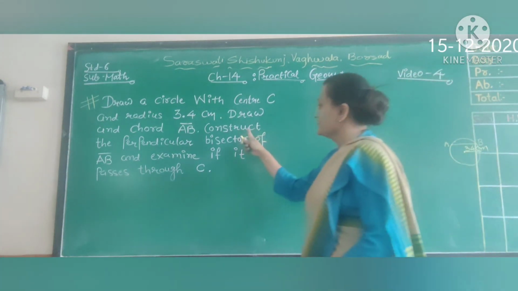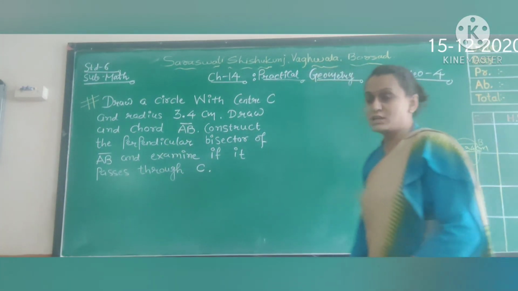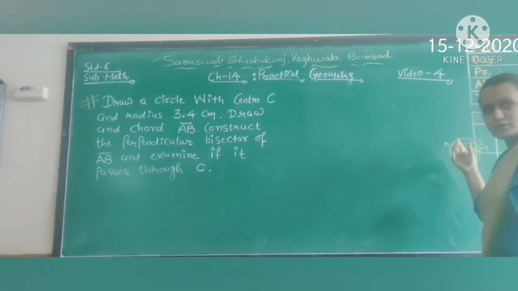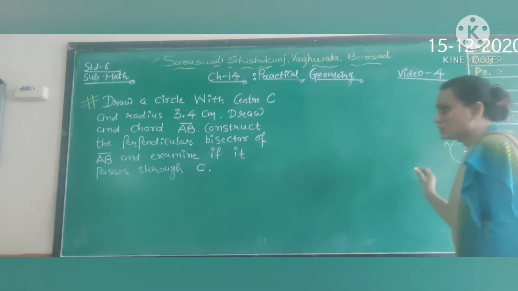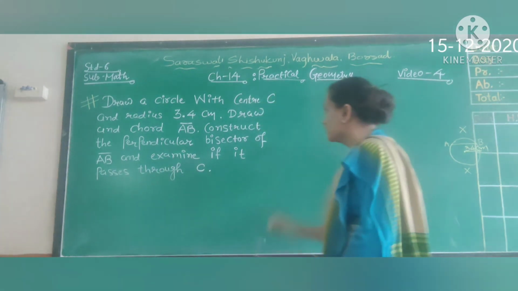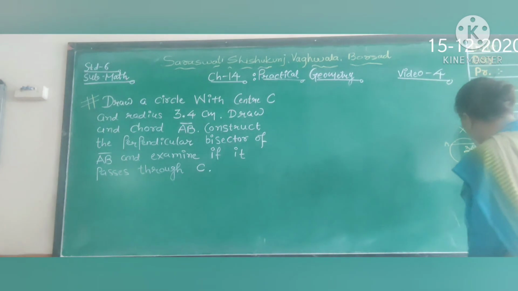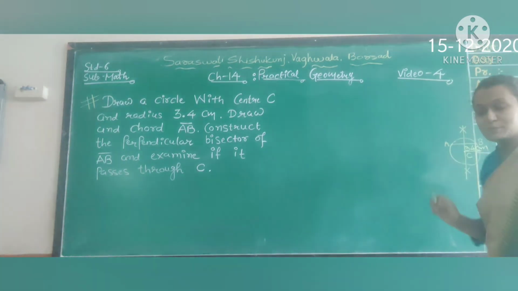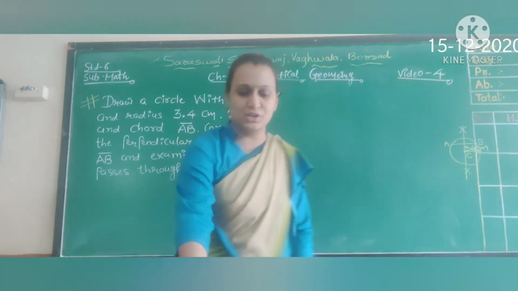Okay. Then after, construct the perpendicular bisector of AB. First here we have to take the bisector of line segment AB. Same way, we have to draw the bisector of line segment AB. Okay. And then examine if it passes through C or not. See here we have to give center, then C. Okay. So after joining the two arcs, we have to check whether it passes through the point C or not. Okay. So let us start our construction.